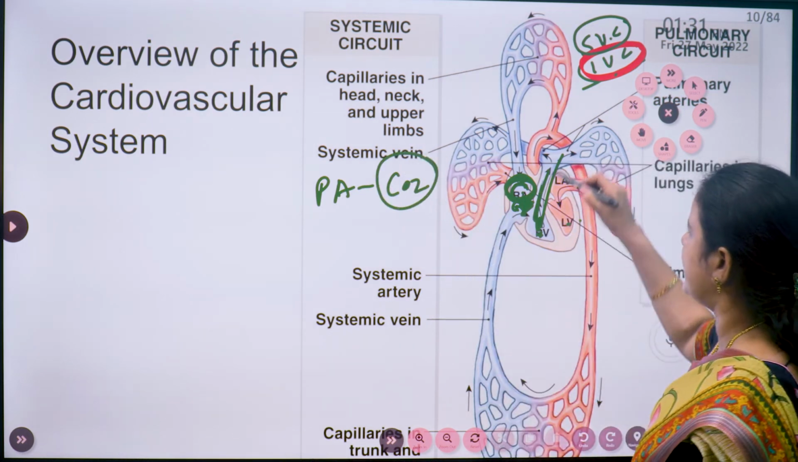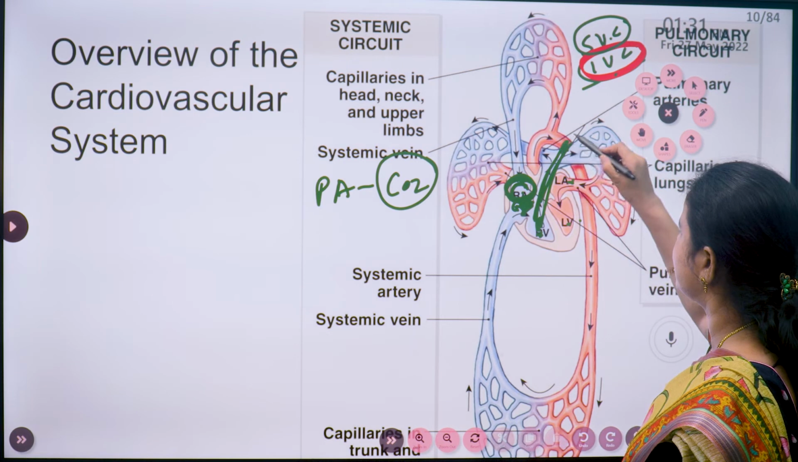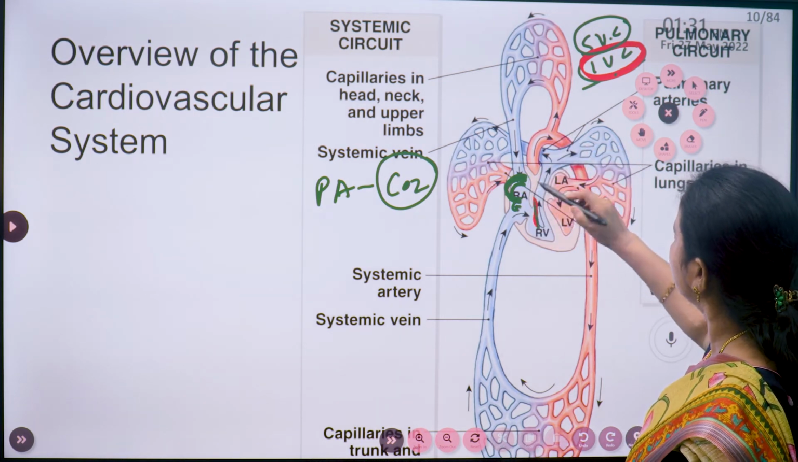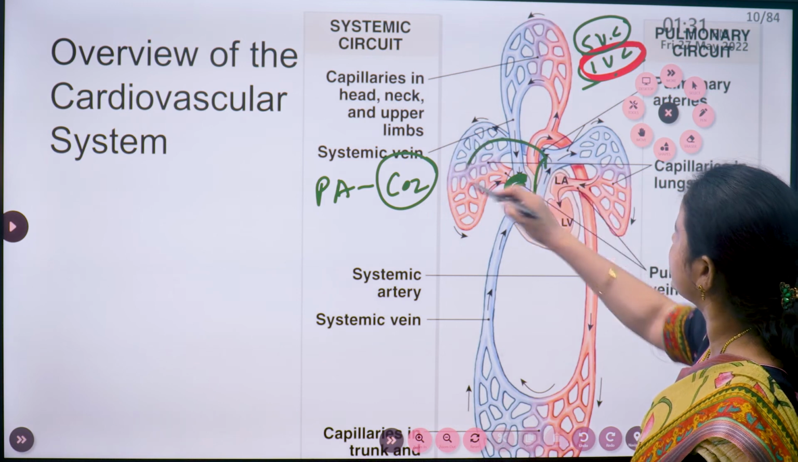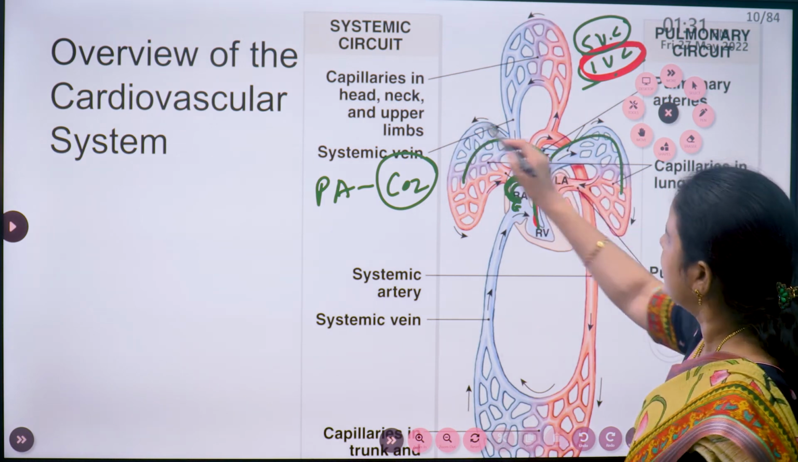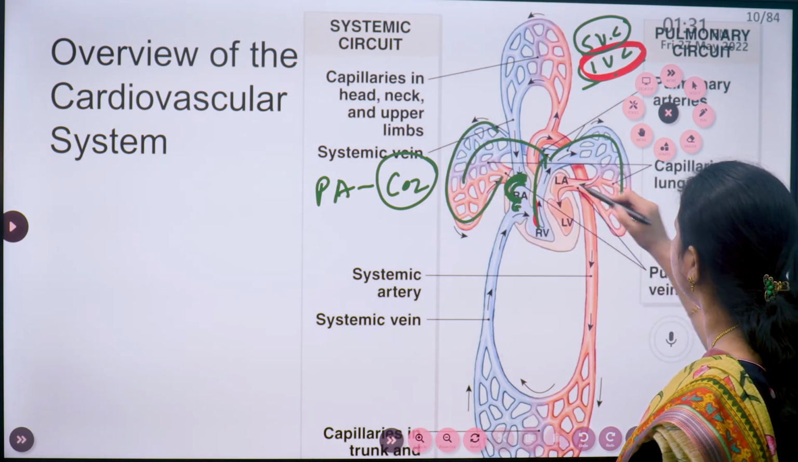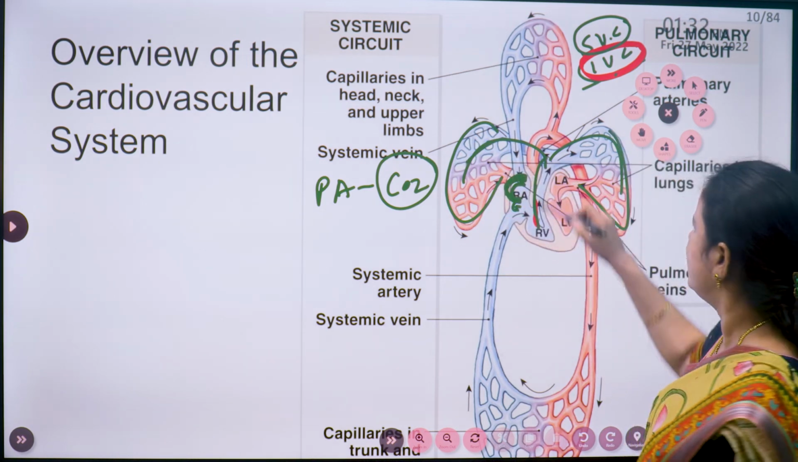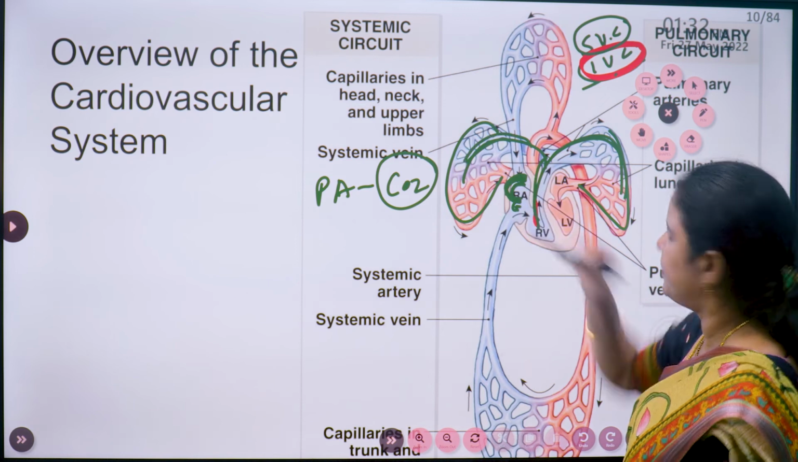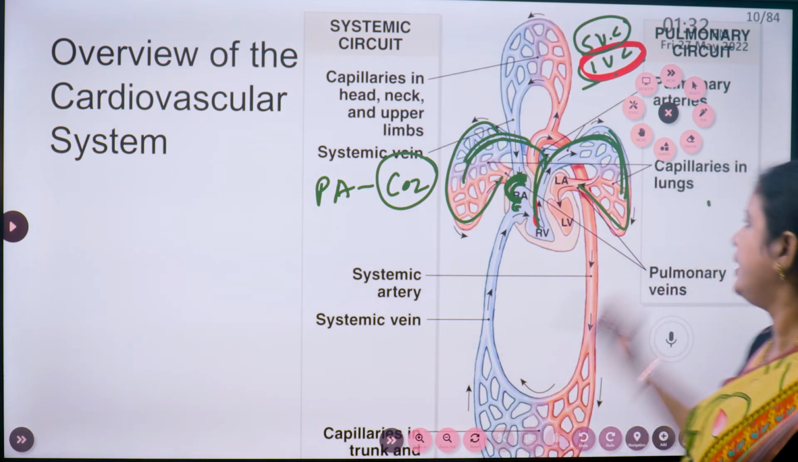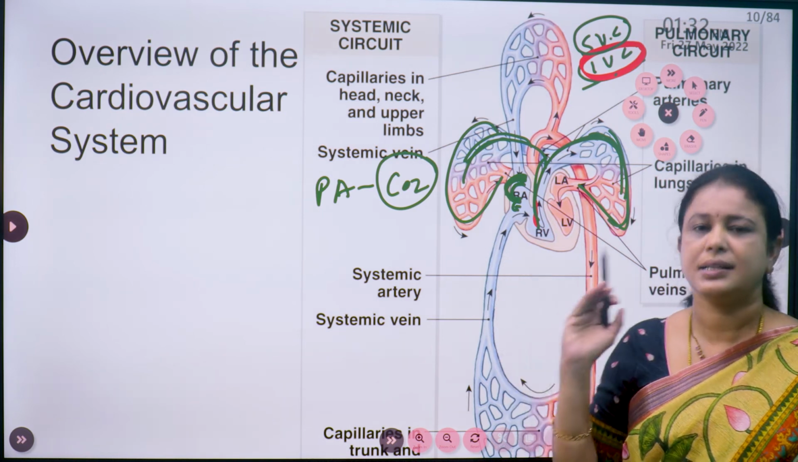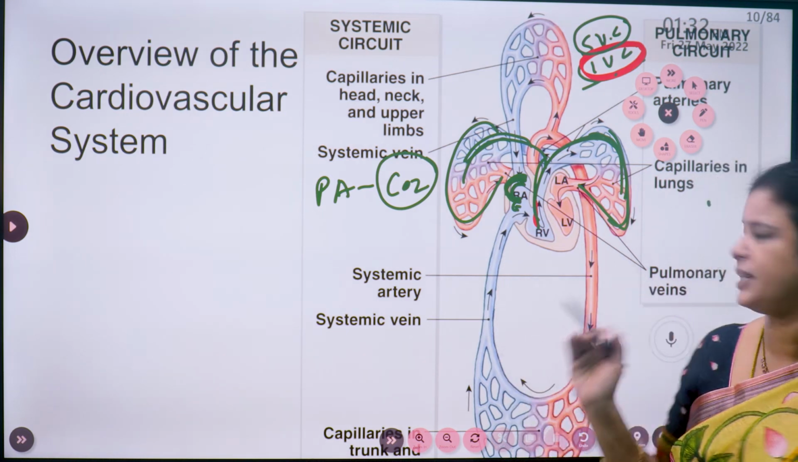The pulmonary artery will carry deoxygenated blood and it will bifurcate and take the blood into the lungs. This deoxygenated blood is pumped into the lungs. Within the lungs, exchange of gases will take place. That is called external respiration.